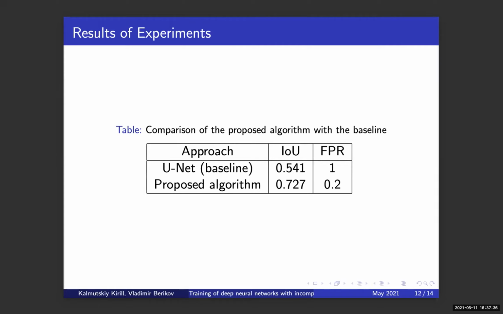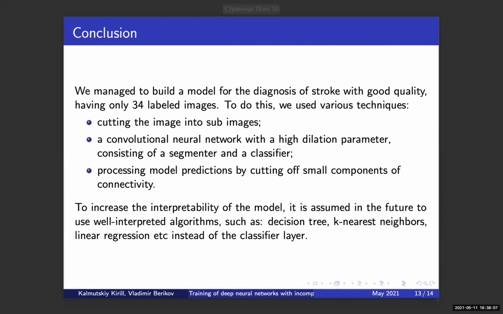And UNet says that on those images it found some stroke, but our algorithm found stroke only in 1 image, and we decreased the false positive ratio from 1 to 0.2, which is very good. And our algorithm can be used as a support decision system, while simple UNet without any post-processing and without a classifier layer cannot be. So as a conclusion, I want to say that by using various techniques, we could achieve very good results on a very small data set. We also were able to decrease the false positive ratio and achieve good segmentation accuracy.